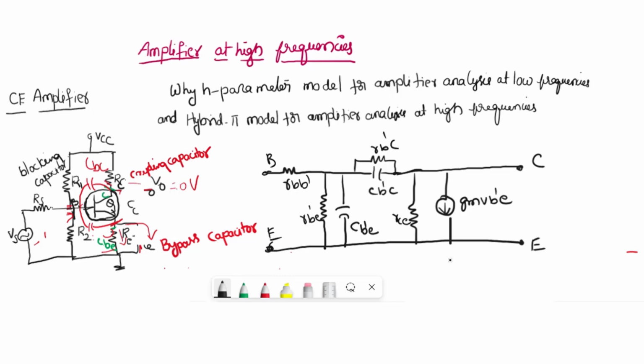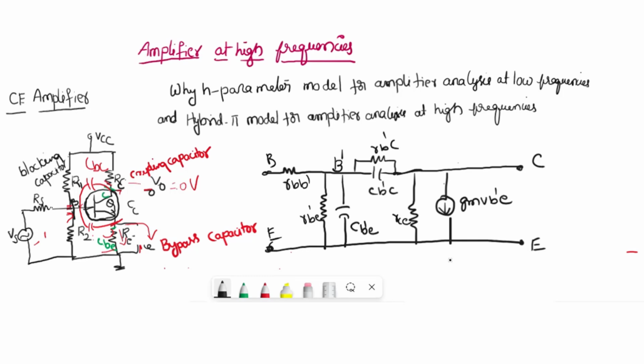It consists of the resistors RBB dash, RB dash E, RB dash C, RCE, and a current source gm VB dash E, and the two capacitors CB dash E and CB dash C. There is a base terminal called B dash. It is also a base terminal. All the resistors and capacitors are with respect to this B dash terminal. B dash terminal is called the spread base terminal. B and B dash are base terminals only. All these are with respect to B dash. I will explain all these terminals and components in the next video in detail.